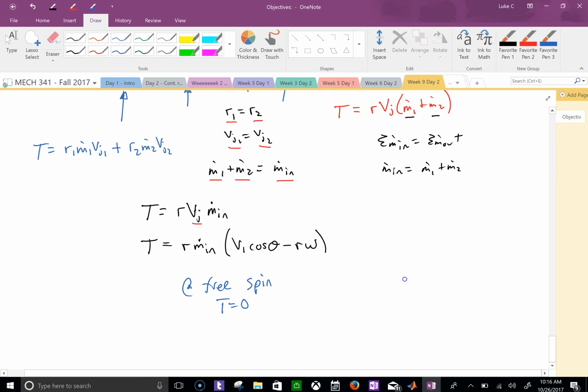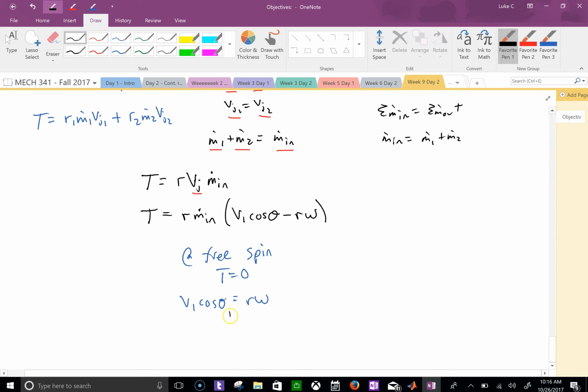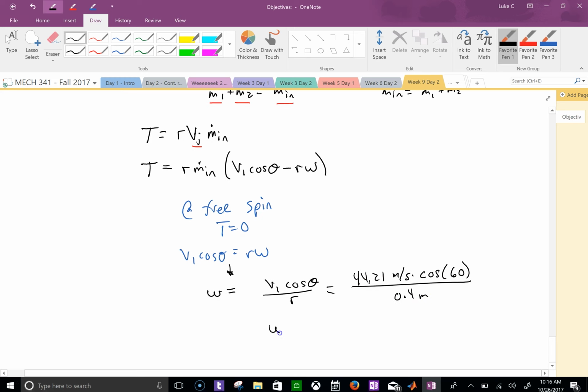Okay. So at free spin, V1 cosine theta equals R omega. And therefore omega equals V1 cosine theta over R. This was 44.21 times cosine of 60 divided by 0.4 meters. That gives 55.26 radians per second.